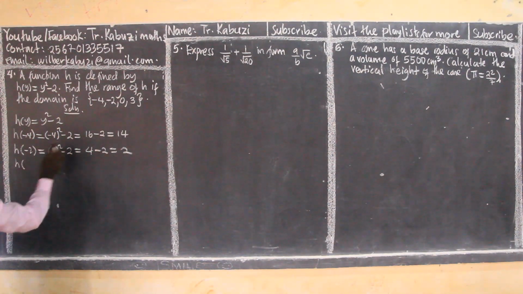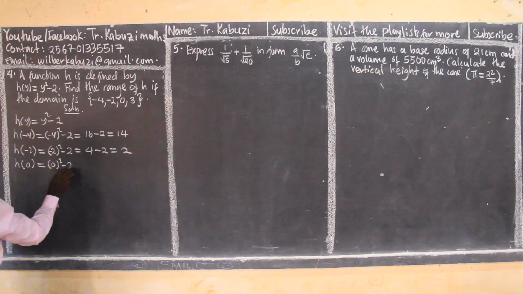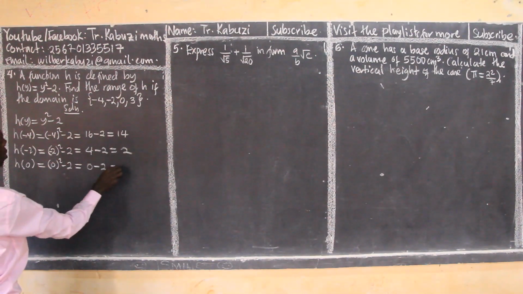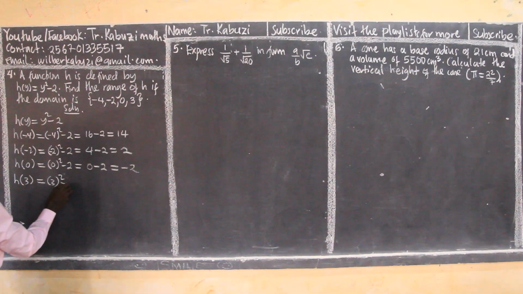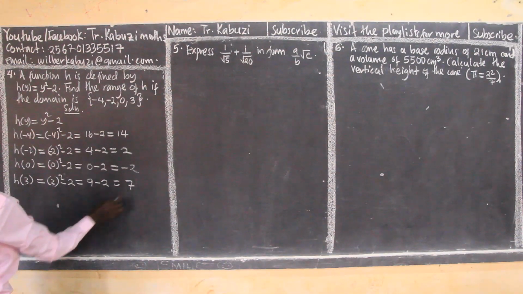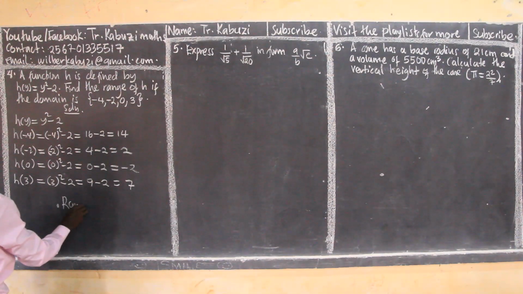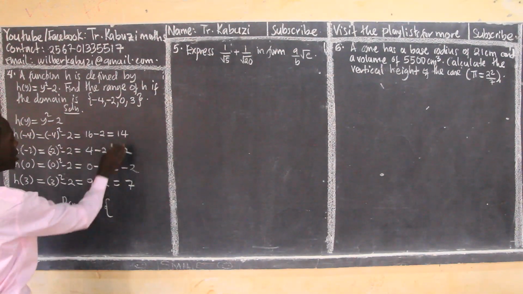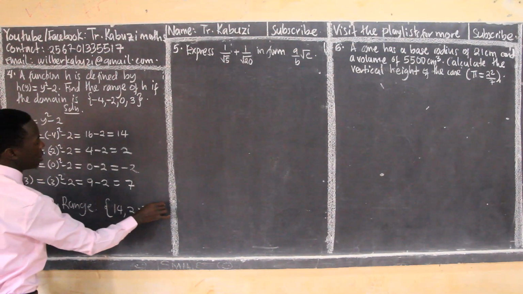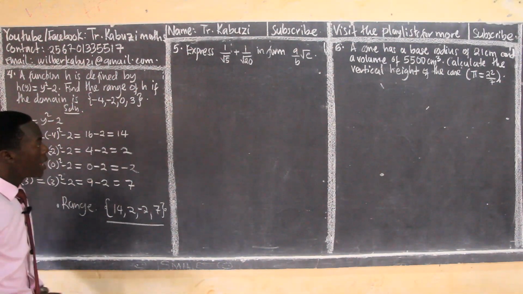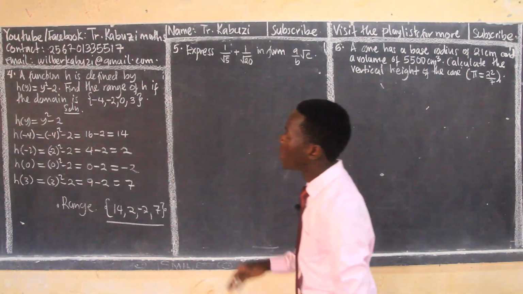Then we come to h of the next value, which is 0. Negative 2. Then lastly, come to this one. So this is going to be 9, which will give us 7. Therefore, our range is in their order. So that was the way we had to handle number 4.